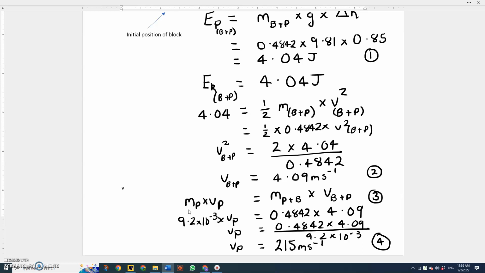And as I say, the main area where students make mistakes is they equate that potential energy of the block and the pellet to the kinetic energy of the pellet, but you've got to go through the stages and use conservation of momentum to actually calculate your final answer, which is 215 meters per second.